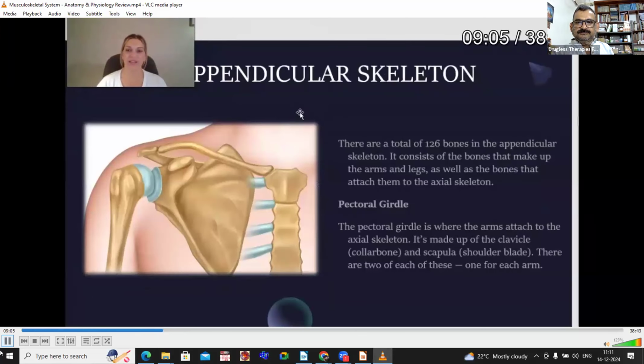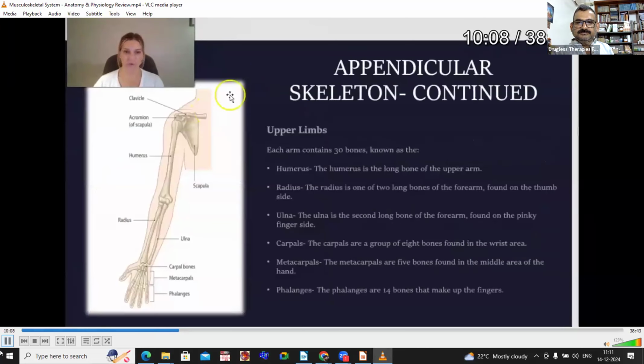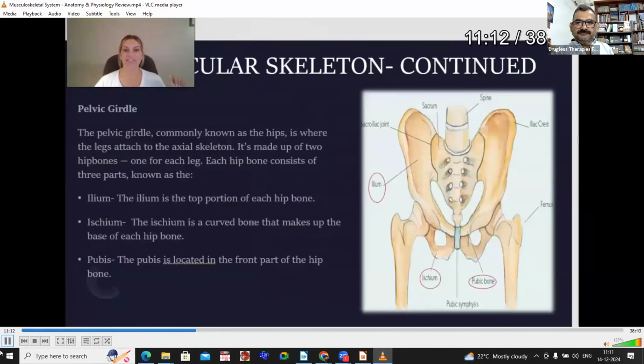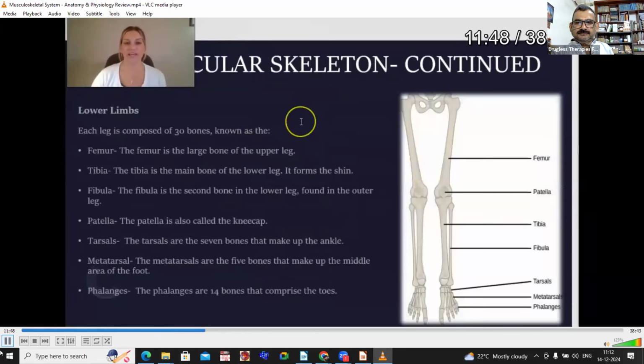Next, we are going to discuss the skeleton, the axial skeleton. Then you have the upper limbs or the arms. Yes, we have studied this. Now the appendicular skeleton: you have the pelvic girdle, and continuing on with the appendicular skeleton, you have the lower limbs or your legs.